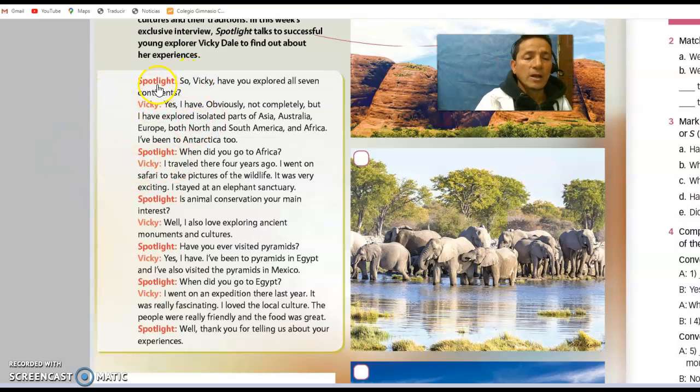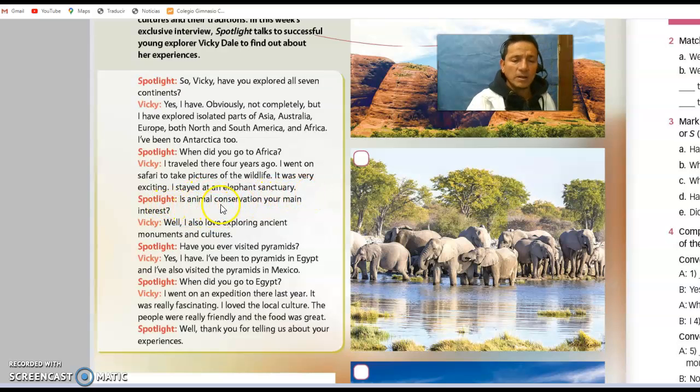Spotlight: So Vicky, have you explored all 7 continents? Vicky: Yes, I have. Obviously, not completely, but I have explored isolated parts of Asia, Australia, Europe, North and South America, and Africa. I've been to Antarctica too. Spotlight: When did you go to Africa? I traveled there four years ago. I went on safari to take pictures of the wildlife. It was very exciting. I stayed at an elephant sanctuary.